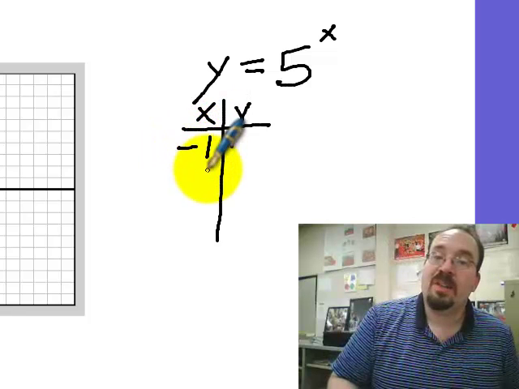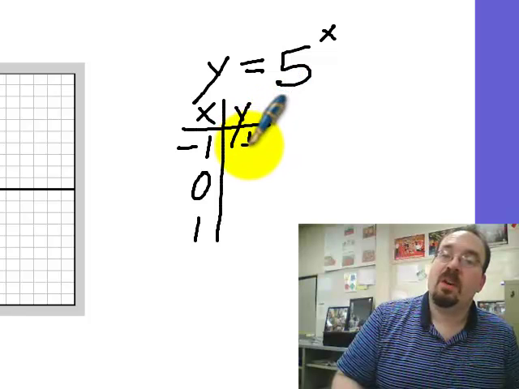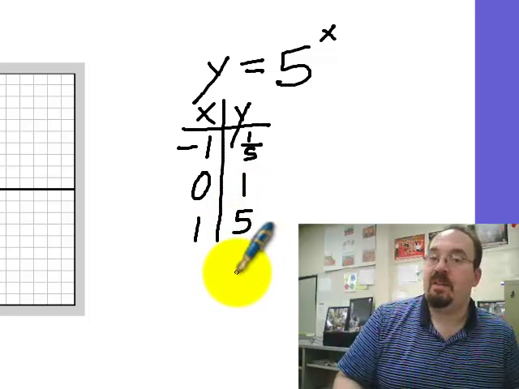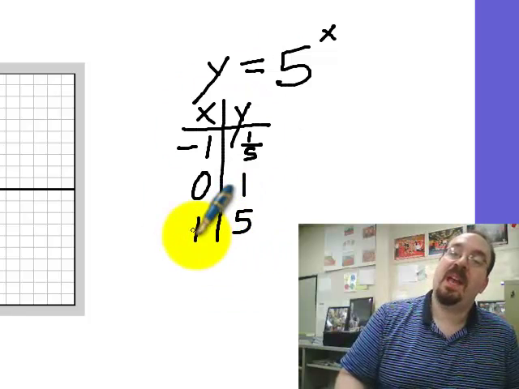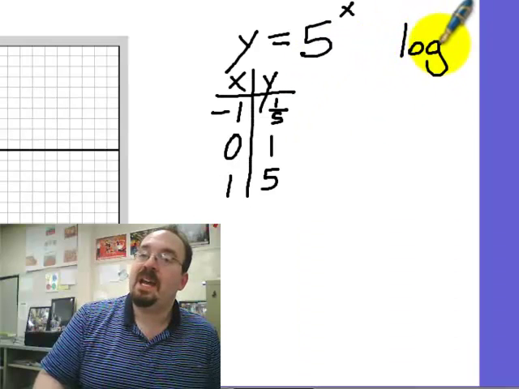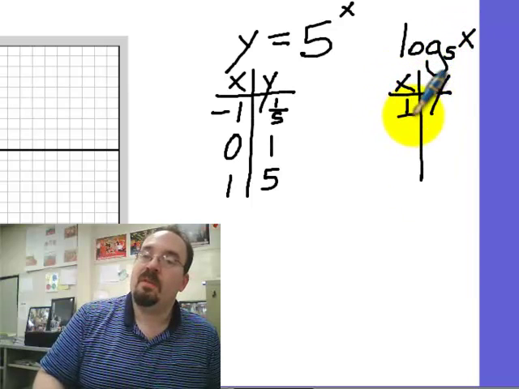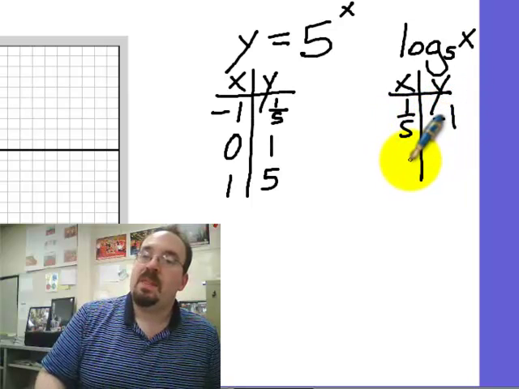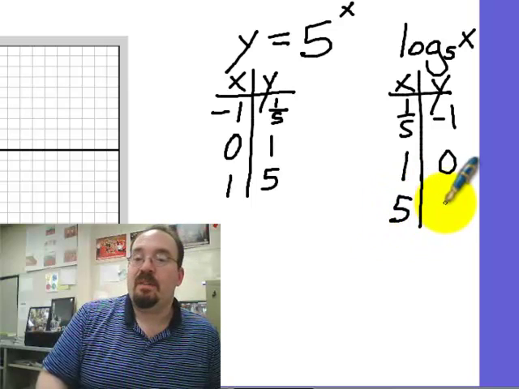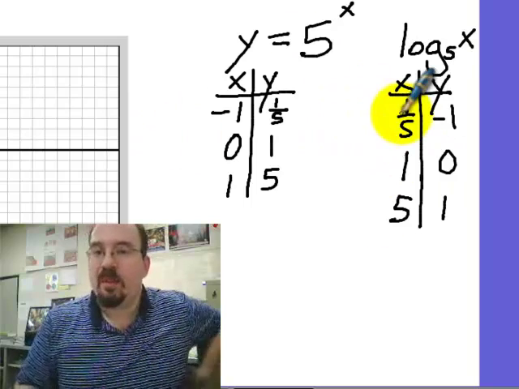So I always use the points 0, 1, and negative 1 just for fun. So 5 to the negative 1 is 1/5, 5 to the 0 is 1, and 5 to the 1 is 5. So that's the table for 5 to the x. Now the inverse of that, log base 5 of x, is just reverse everything. So it's going to be 1/5, negative 1, and then 1, 0, and lastly 5, 1. Okay, so now we've got the table for log base 5.